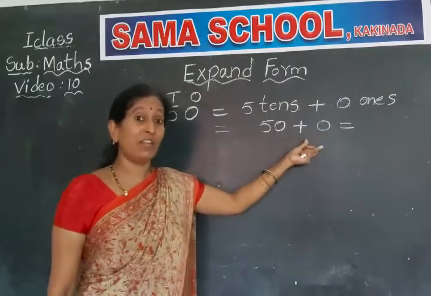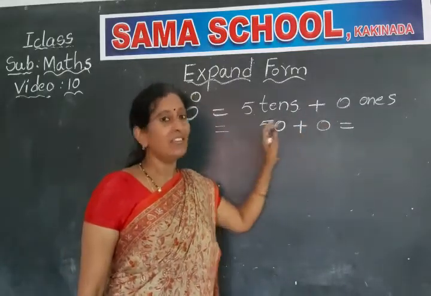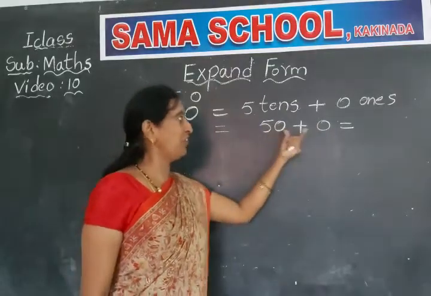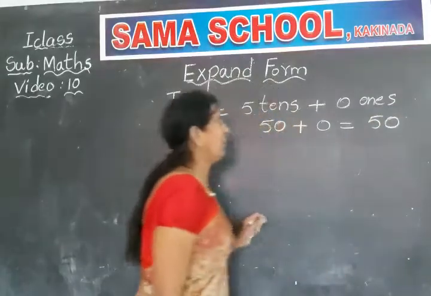Now 50 plus 0, how much? What I said previously: if you add 0 to any number, which number comes? The same number only, no? So 50 plus 0 is 50. Very good.